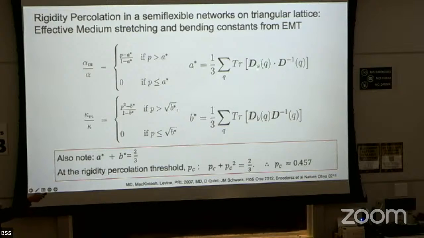this multiplication is no longer a unit matrix, nor this. But if I add A star plus B star, then this DS plus DB becomes total D. Then if I add A star plus B star, that is going to become 2/3 like we had before. And then you can say that at the percolation threshold, A star is just PC and B star is just PC squared. So I replace A star by PC and B star by PC squared. That is equal to 2/3. Then if I solve for PC, that comes out to be 0.457.